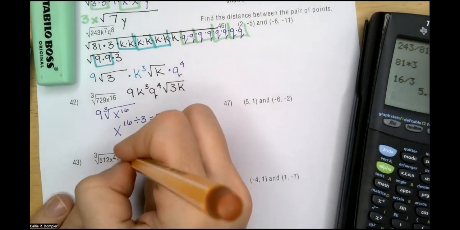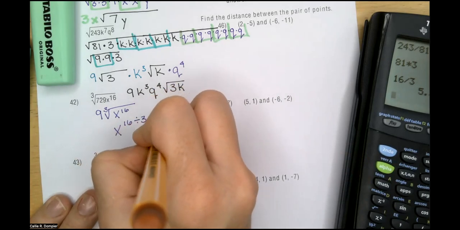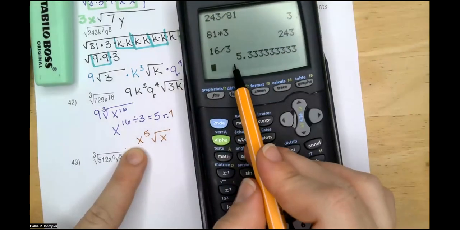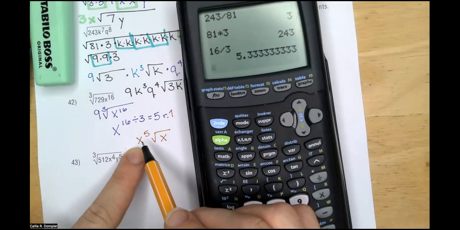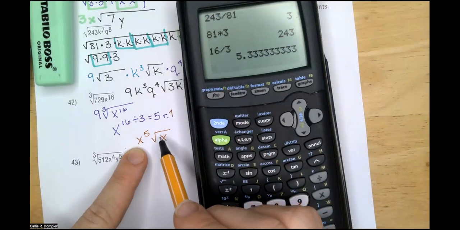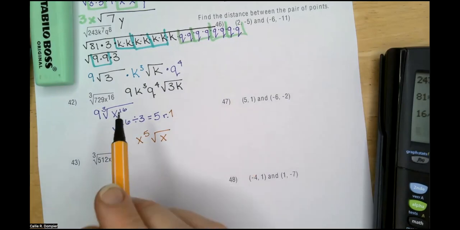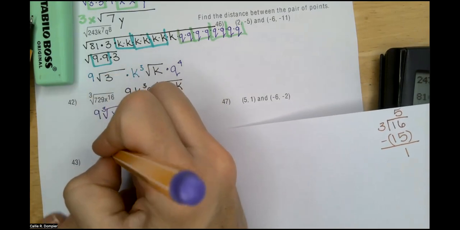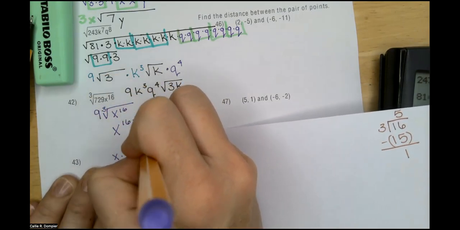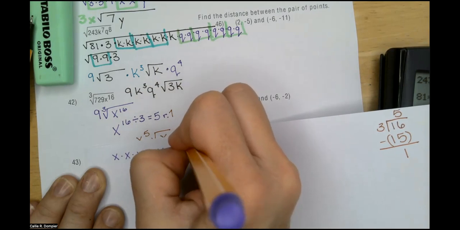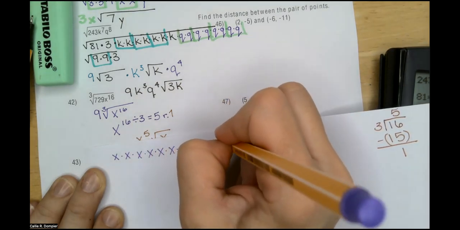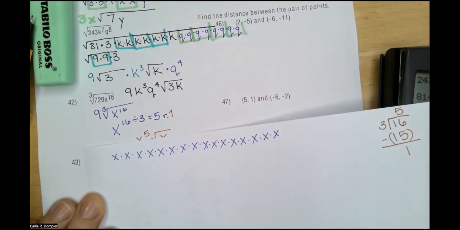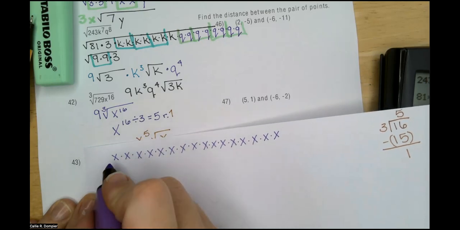Good. So that means we have x to the 5th square root x, because the number we got on the calculator, the first term, that's how many come out. And then the remainder is how many stay under. It's just remainder 1, so 1 stays under. You're also welcome to write out 16 x's. Right? And then group them. How many groups do I get and what's left over?